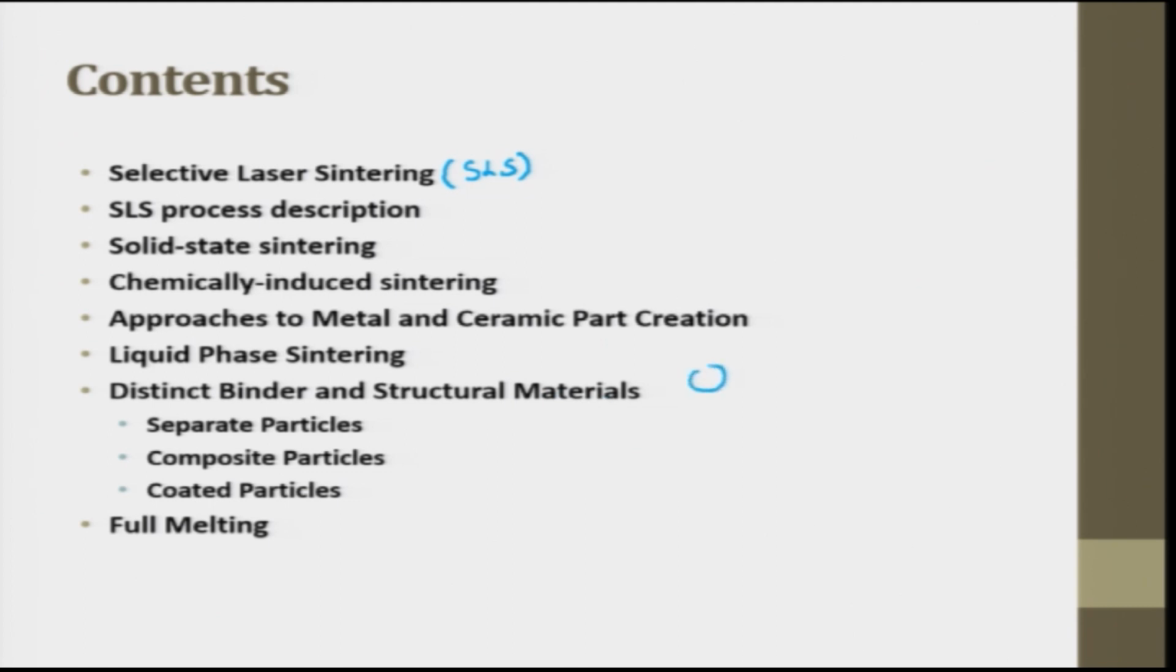Because when we try to have particles like metals and ceramic, their melting point is very high. So, in order for these to join, I can't melt them, I can't take them to such a high temperature. What I do is I try to add a binder in between. So, this binder alone I will melt, and this melt is used for joining these powders. So, distinct binders are used, and the binders and structural materials where we use separate particles, composite particles, coated particles, and finally, we will try to see the full melting process.